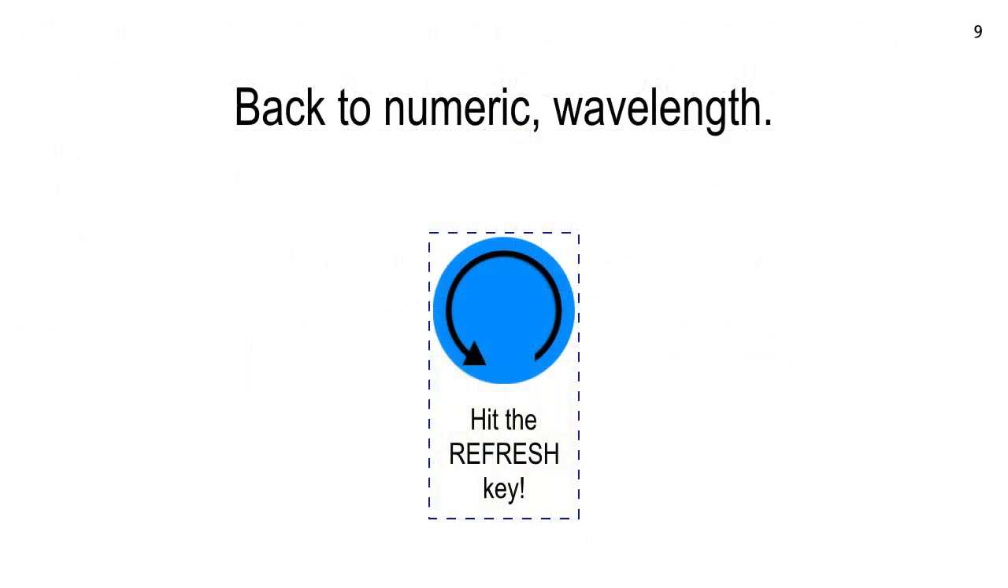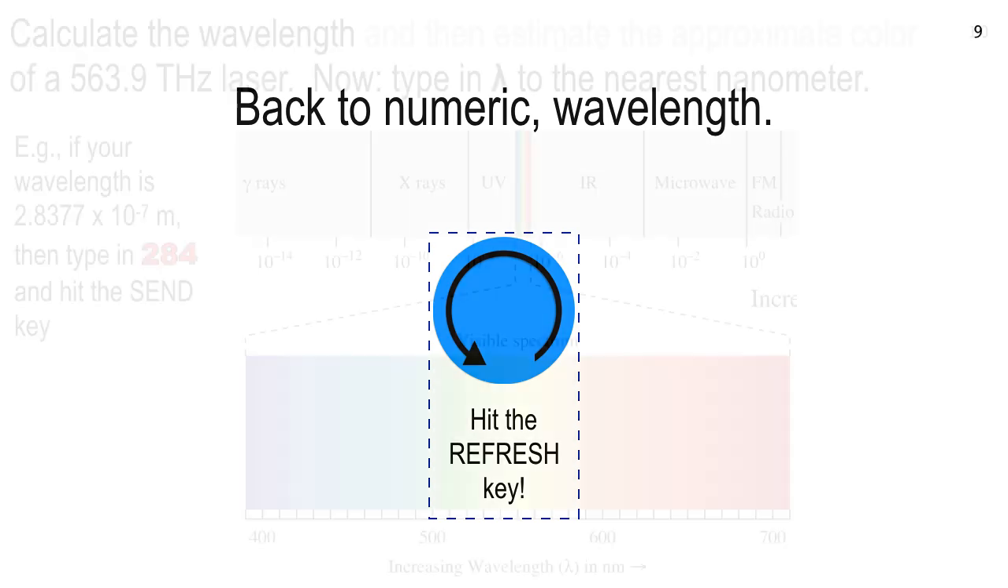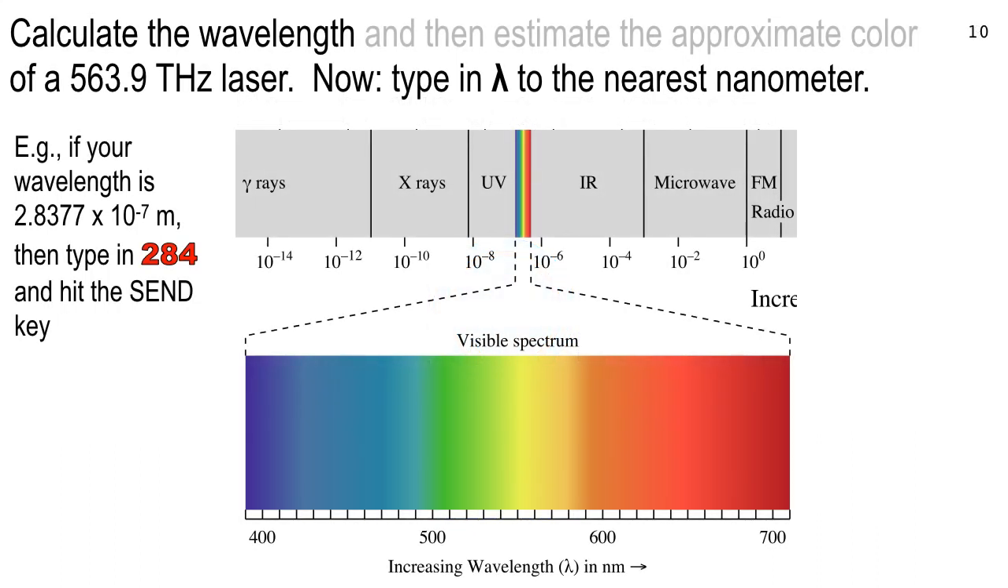Okay, go back to numeric, hit the refresh key. So this is your numeric answer. This is the number of wavelengths. Okay, nearest nanometer, please. And watch your scientific notation. Because I'm not going to ask you to put any more of those E minus fives or anything like that in there. I'm just going to say give me nanometers. We call it good.